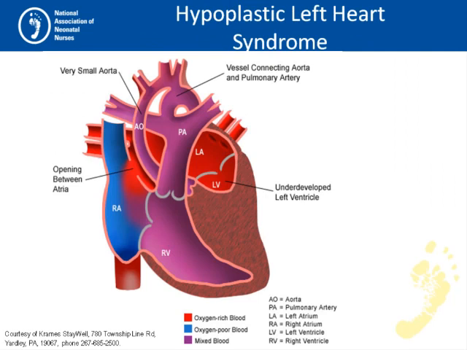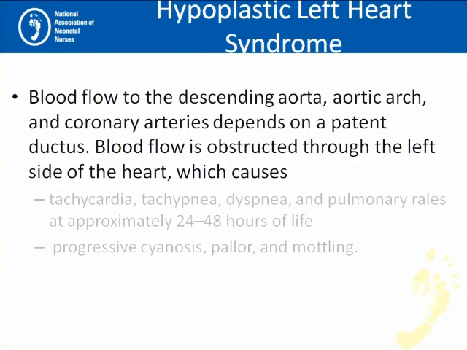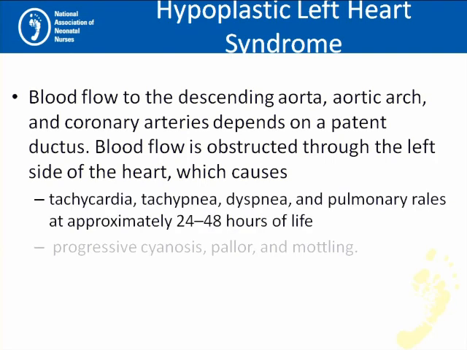Hypoplastic left heart, HLH, is characterized by a hypoplastic left ventricle and ascending aorta and atretic or hypoplastic mitral and aortic valves. Blood flow to the descending aorta, aortic arch, and coronary arteries depends on a patent ductus. Blood flow is obstructed through the left side of the heart, which causes tachycardia, tachypnea, dyspnea, and pulmonary rales.